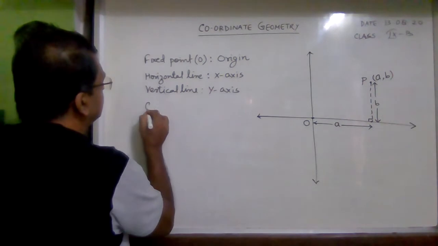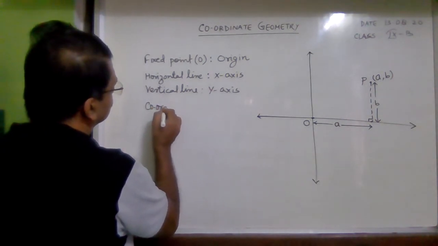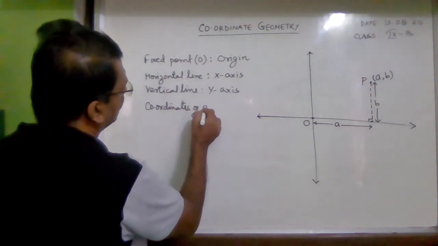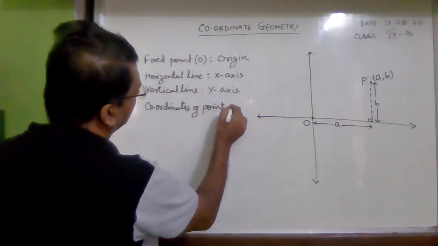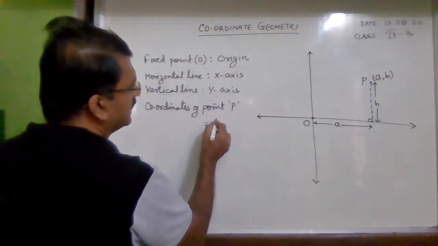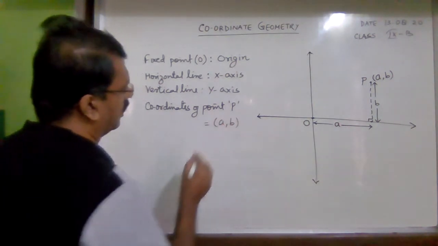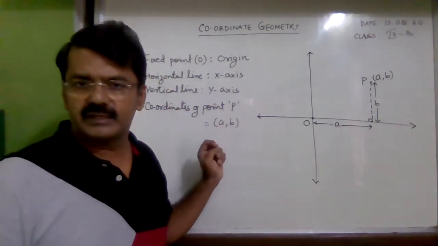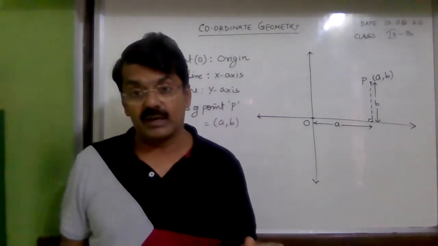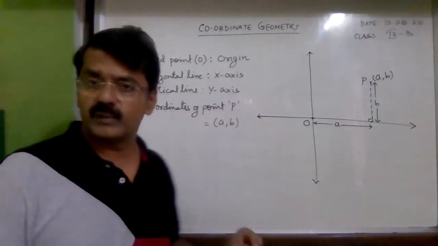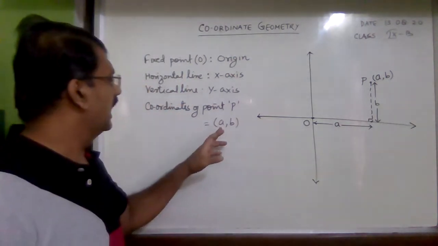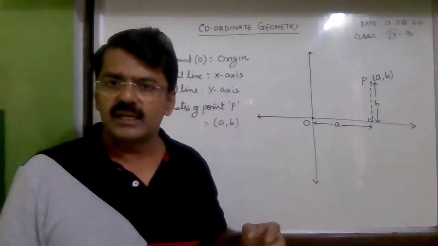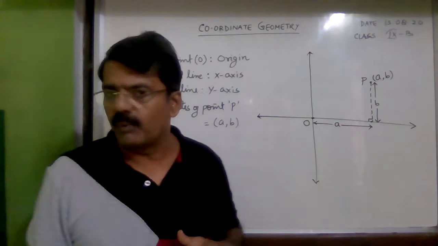So coordinates of point P is equal to a comma b. Always remember, in a coordinate the first number a tells us the distance covered along x-axis from the origin to reach that point, and b tells us about the distance covered along y-axis to reach that point.